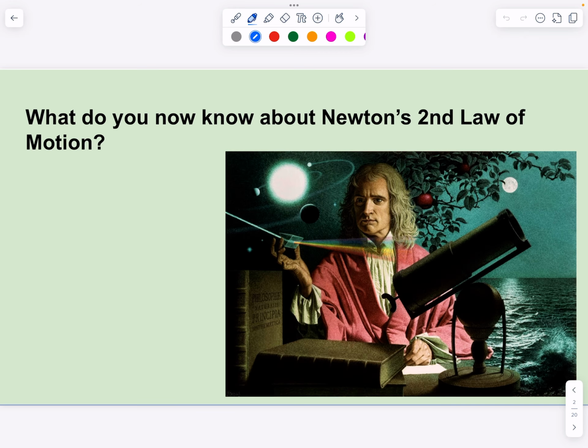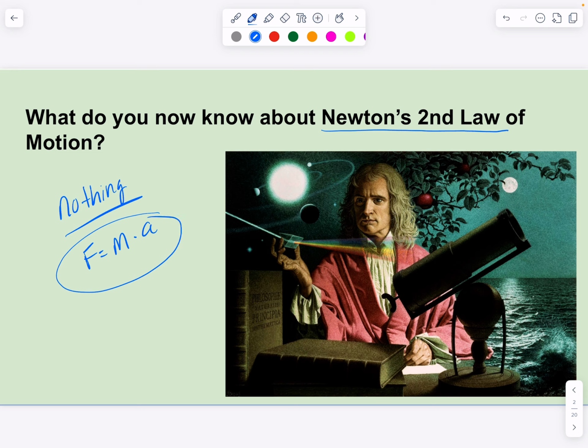When we started last week, we asked you what you knew or remembered about Newton's second law of motion. We had answers ranging from "I don't remember anything" to "I think it has something to do with force and maybe mass and maybe acceleration." There was some recognition that those words did come up in your prior studies.